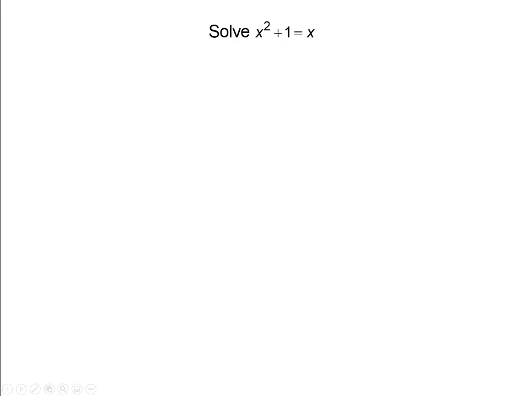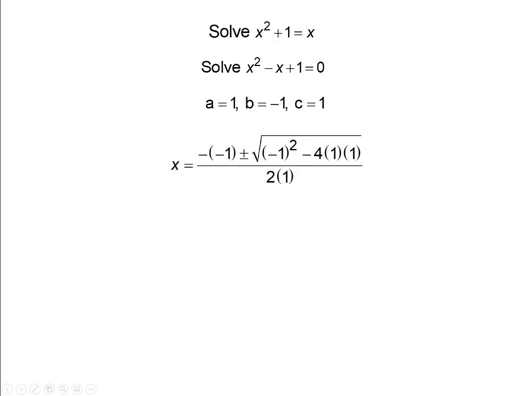And here's our last one. After setting the expression equal to 0, identifying a, b, and c, substituting and simplifying, I see that I have to work with the square root of negative 3. I'll use our definition, and here's our solutions.